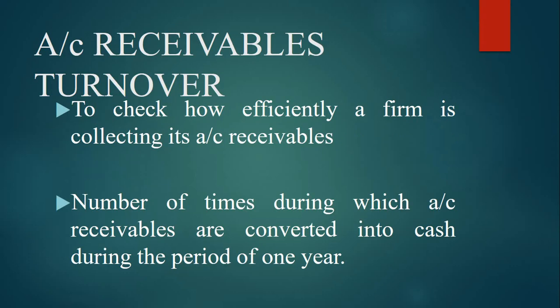Next is the accounts receivable turnover, which indicates how efficiently a firm is collecting its accounts receivable. This turnover ratio indicates the number of times during which accounts receivable are converted into cash during the period of 1 year or a specified period of time, which is normally 1 year.